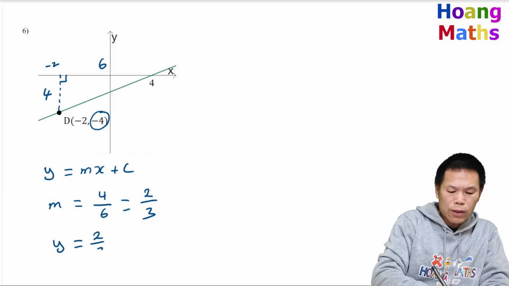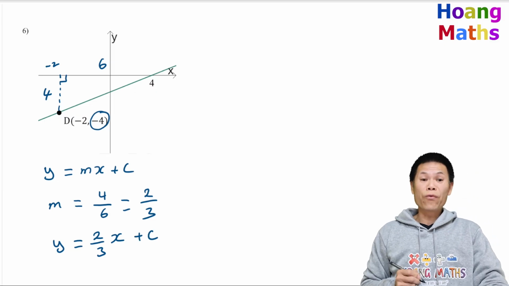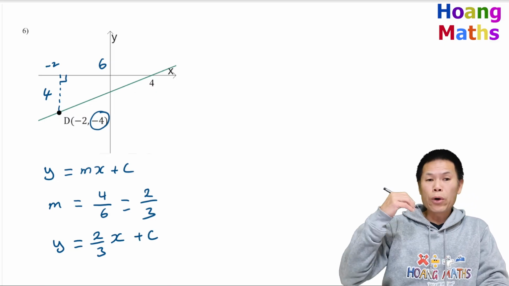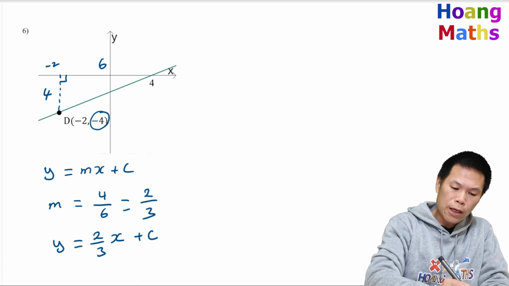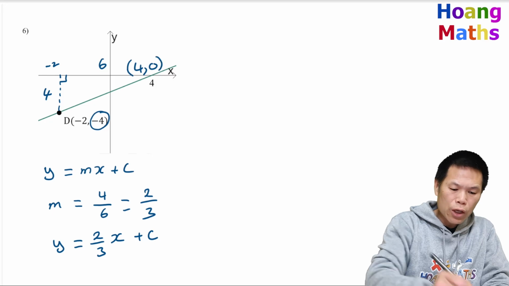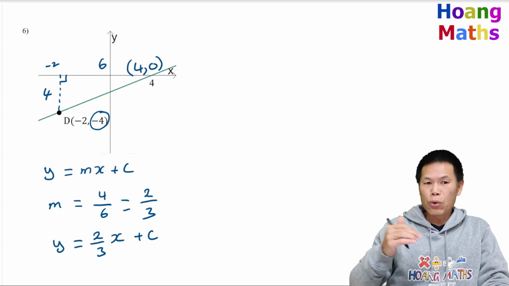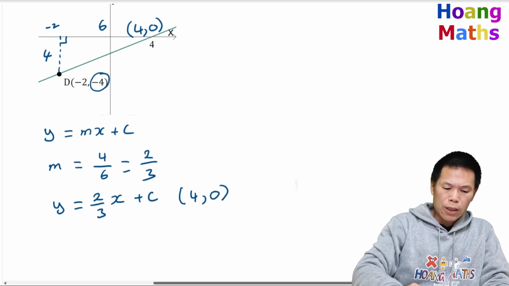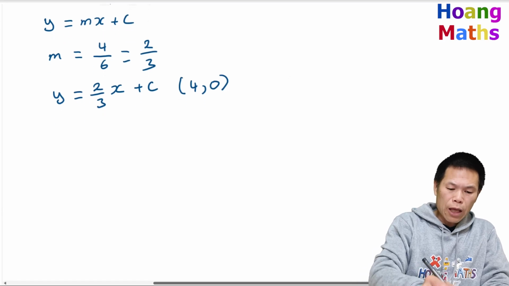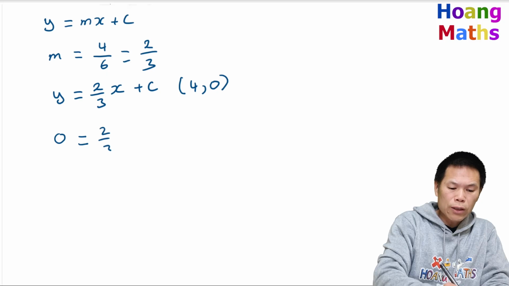Now we know that y is mx, that means 2 over 3x, and then we plus c. Now to find the value of c, we can use point D, that is -2, -4, or I can use this point here, 4, 0. So when x is 4, y is equal to 0. Let's use this point, it's easier. So let me just move this up. So when x is 4, y is 0. So 0 is equal to 2 over 3 lots of 4 plus c.